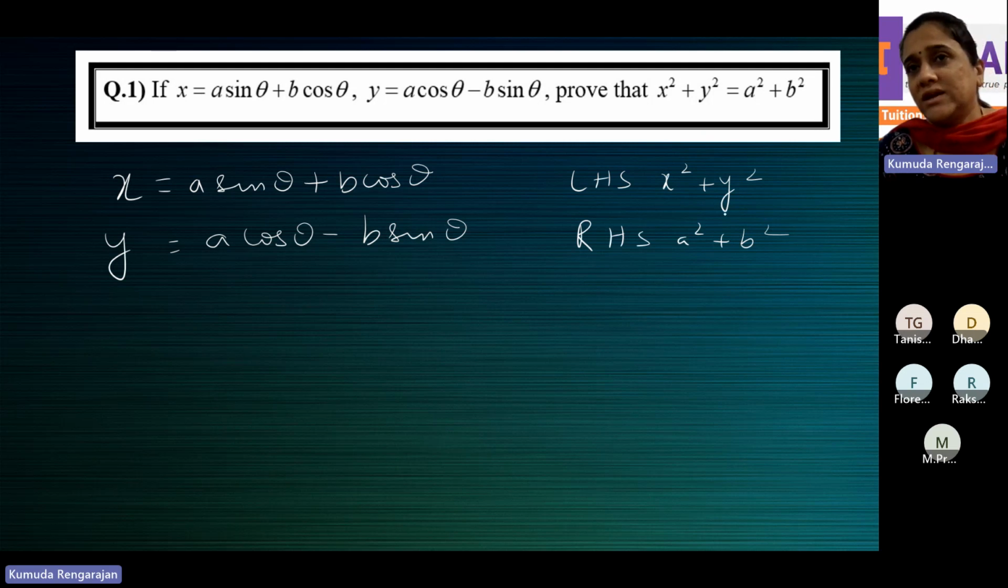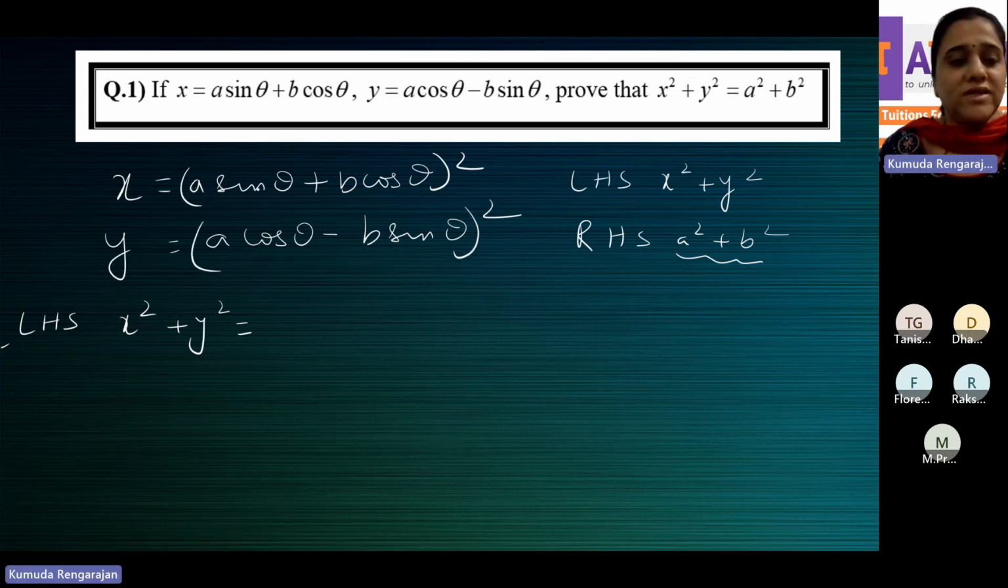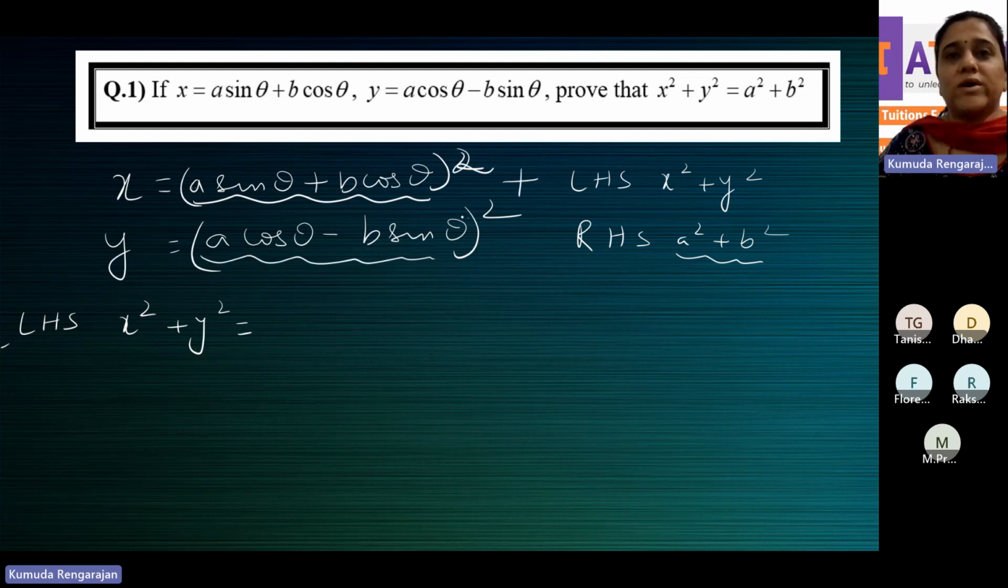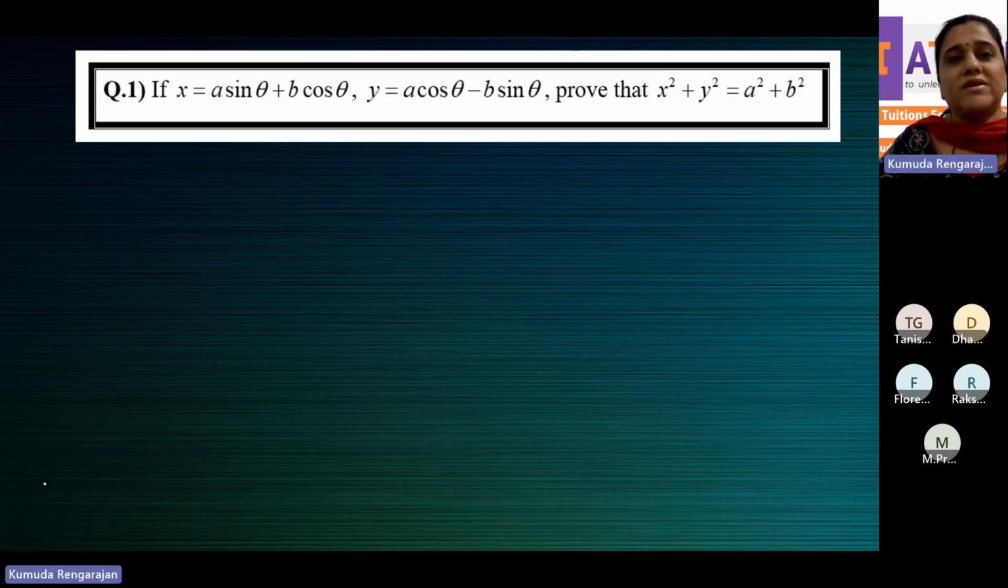So let's take the left hand side, LHS, x square plus y square. Let's work that and we need to arrive at this result a square plus b square. The LHS is x square plus y square. This one is x, so this is x square, plus this one is y square. Correct? So then they look like a plus b the whole square and a minus b the whole square. So you just have to expand using the formula identity and you get it very easily.